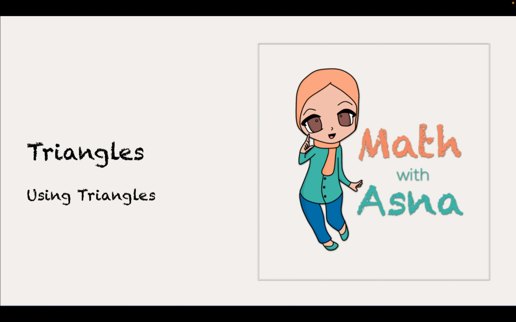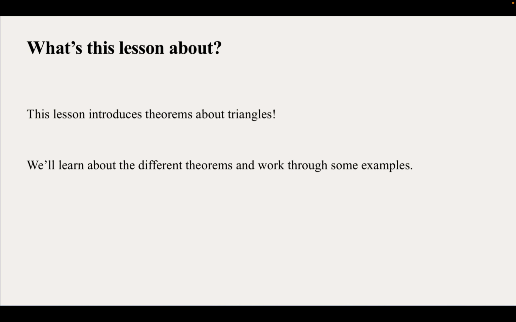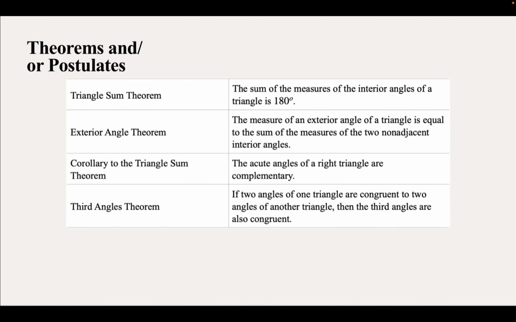In this lesson, we're going to talk about using triangles. We will introduce some theorems about triangles, and then we'll work through some examples. Our first theorem is called the Triangle Sum Theorem. It's one that you're already familiar with, but we're going to formalize it. It just says that the sum of the measures of the interior angles of a triangle has to be 180 degrees. Exterior Angle Theorem. The measure of an exterior angle of a triangle is equal to the sum of the measures of the two non-adjacent interior angles.